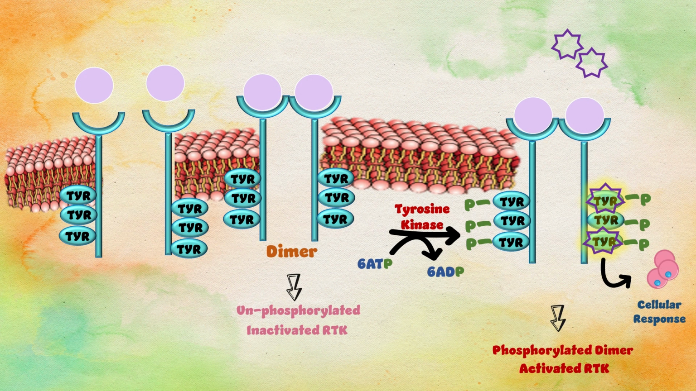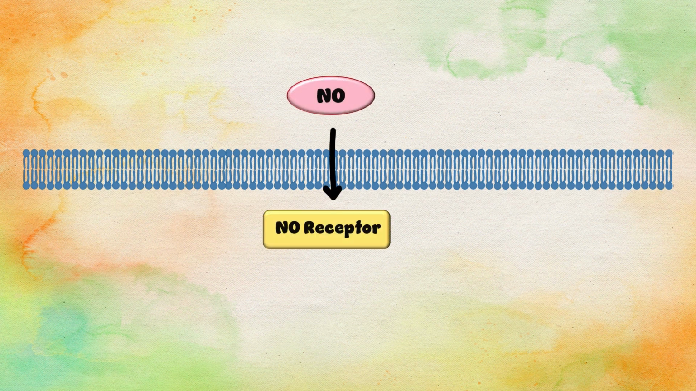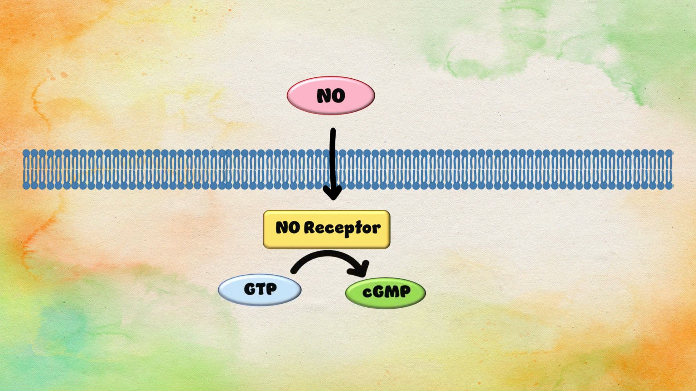Moving to cyclic guanosine monophosphate signaling pathway. Hormone binds to a receptor on the cell membrane. There is also a soluble receptor in the cytoplasm. The receptor has intrinsic guanylate cyclase activity. Guanosine triphosphate converts to cyclic guanosine monophosphate. Cyclic guanosine monophosphate activates protein kinase G. So, protein kinase G mediates smooth muscle relaxation and vasodilation.